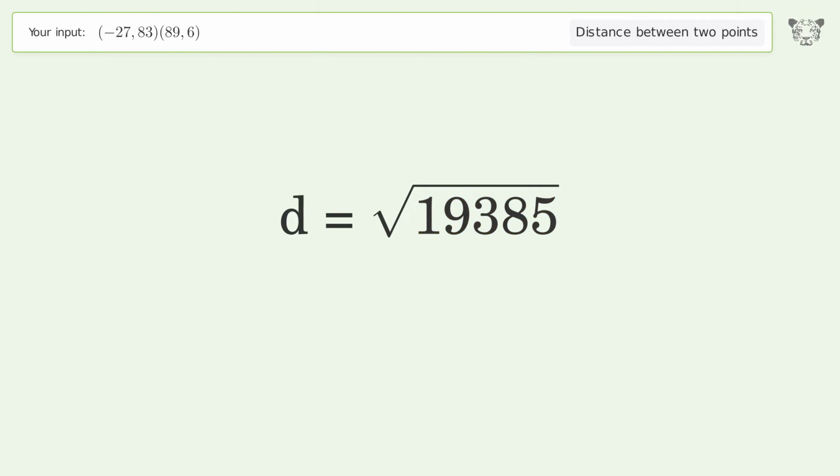And so the distance between the 2 points is the square root of 19,385, or 139.23.